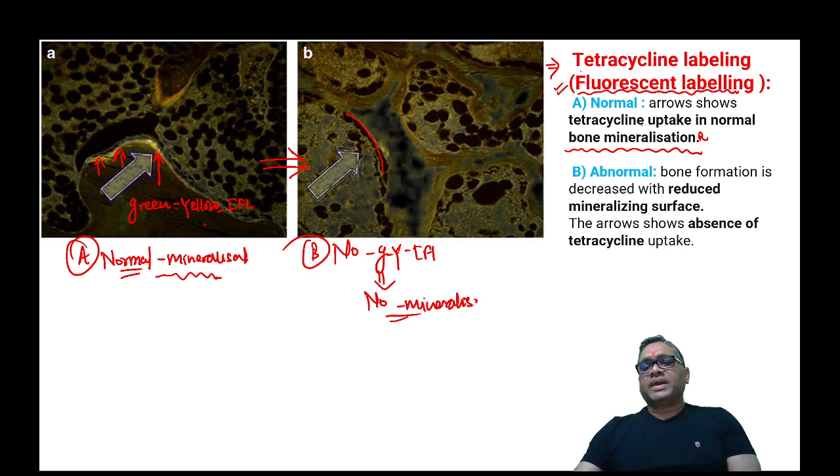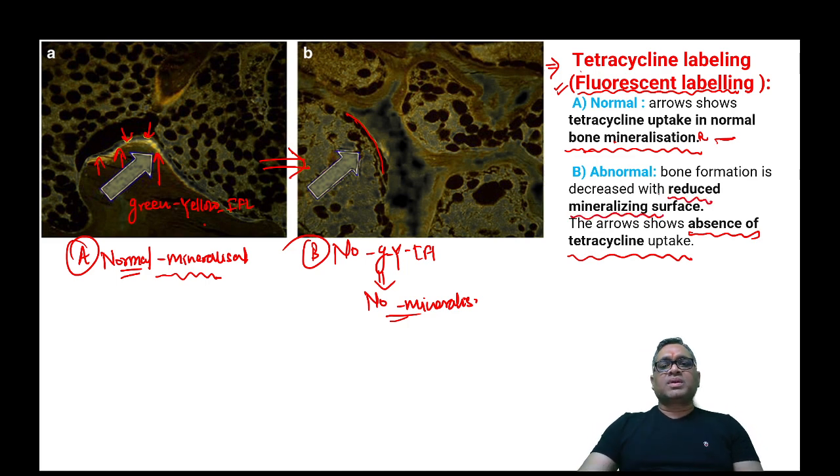In the tetracycline labeling index, normal tetracycline uptake in normal bone mineralization is this one, which looks green yellow. Here you can see black color because there is no mineralization, an absence of tetracycline uptake, because there is a reduced mineralization surface, right? So remember, tetracycline labeling index is an example of fluorescent microscopy where a greenish yellow fluorescence is suggestive of bone mineralization, right?